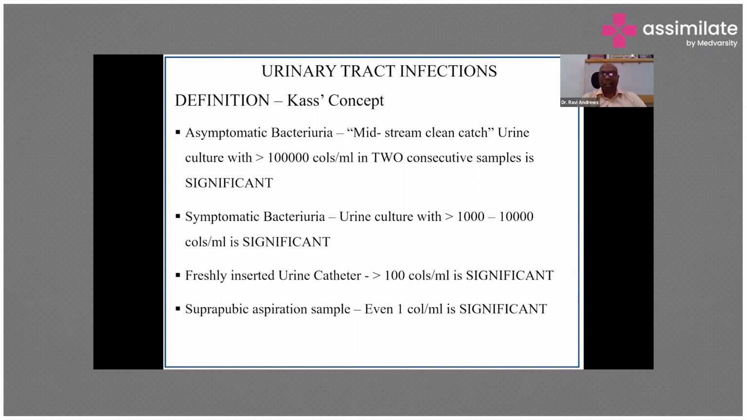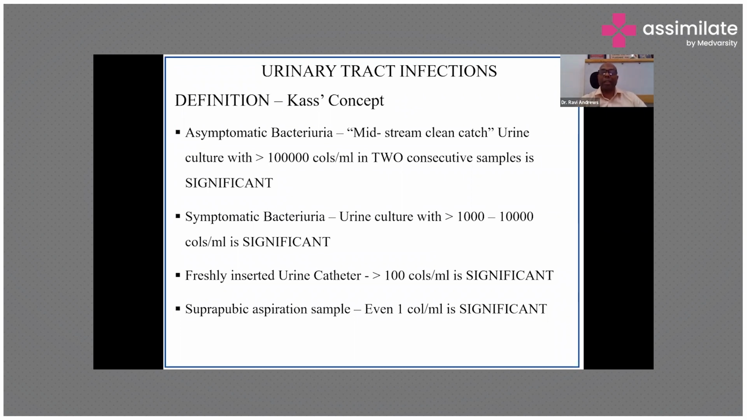Now, unfortunately, this definition doesn't encompass all the other urinary tract infections. For example, somebody who's got symptomatic urinary tract infection might have a urine culture of even less than 10,000, or 10 raised to 4 or 10 raised to 3. So if you use Cass's concept, it was found that more than 50% of symptomatic urinary tract infections were being missed because everybody was waiting for a colony count of 1 lakh, whether the patient was symptomatic or not.